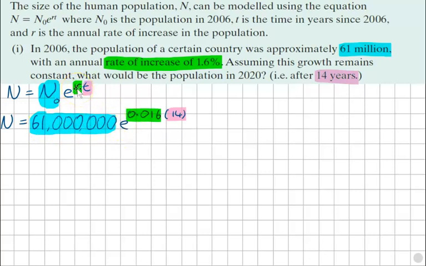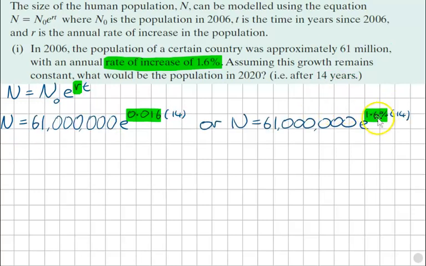The r stands for the rate. So the annual rate of increase is 1.6%. So that can be written as a decimal as 0.016. Just be careful with your decimal places. And then the t, the time, is 14. So 14 years.